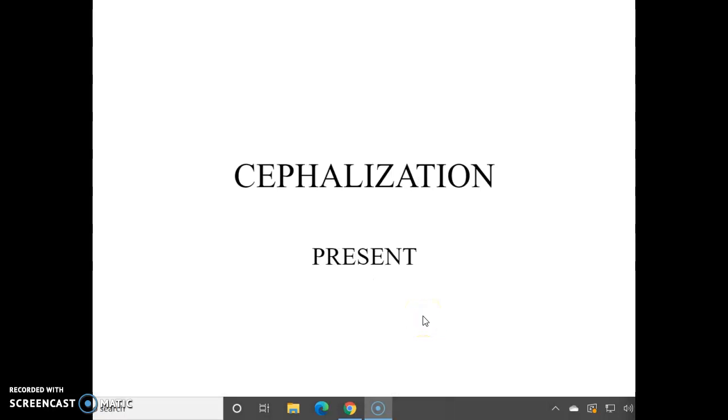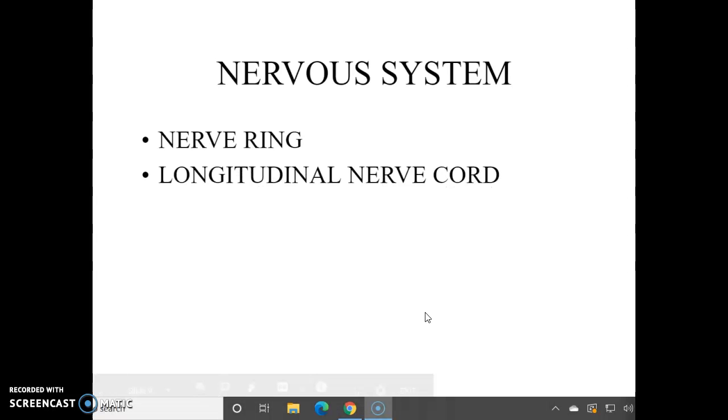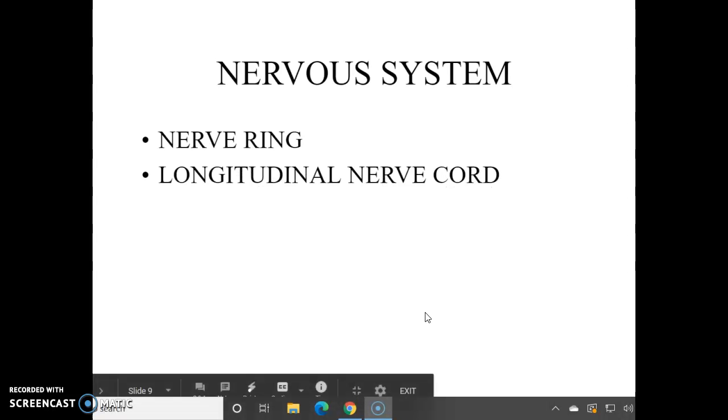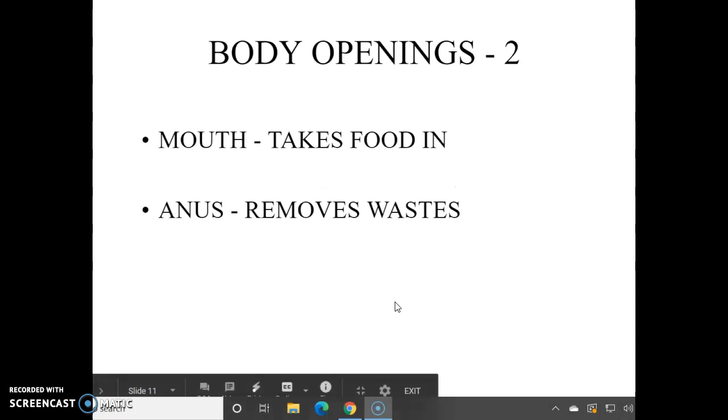All right, cephalization is present. We've got a head end and a tail end. All right, a nervous system. We have what's called a nerve ring, and we have a longitudinal nerve cord. What kind of movement do these worms have? They have simple muscles for a snake-like movement. So they move very similar to a snake, which you're familiar with. Okay, there are two body openings. We got a mouth that takes in food and an anus that removes wastes.